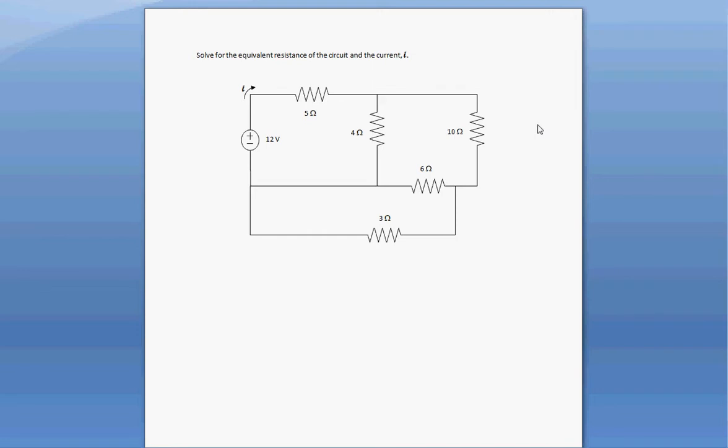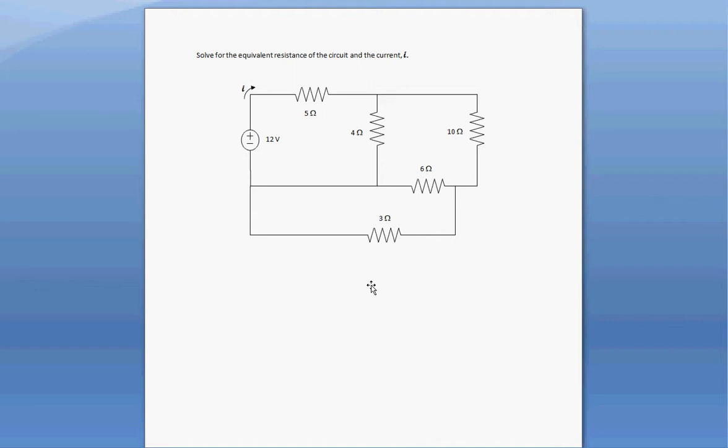Here we have a circuit with 5 resistors, 5 ohms, 4 ohms, 10 ohms, and so on, and a 12 volt voltage source. What we are going to do is replace all of these resistors with just one resistor that has the same equivalent resistance as those 5 when they're put together.